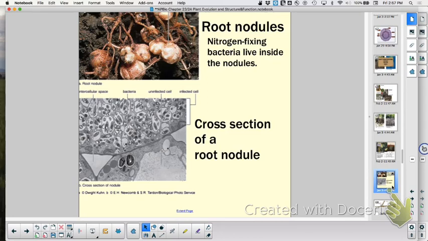Remember the nitrogen fixing bacteria? Yeah. Say my name, say my name. Cyanobacteria. I live in the nodules. Right? All right.